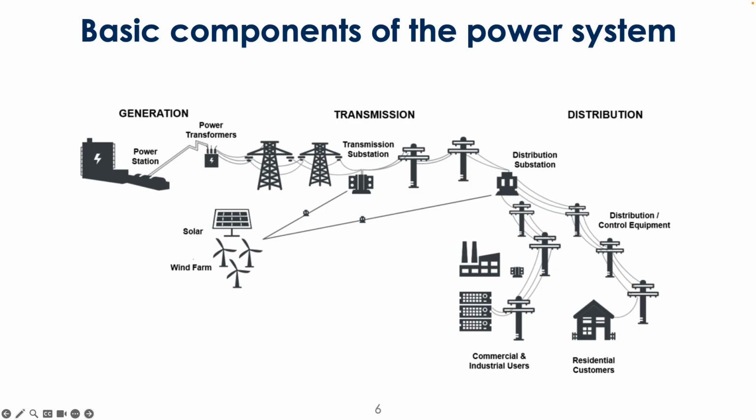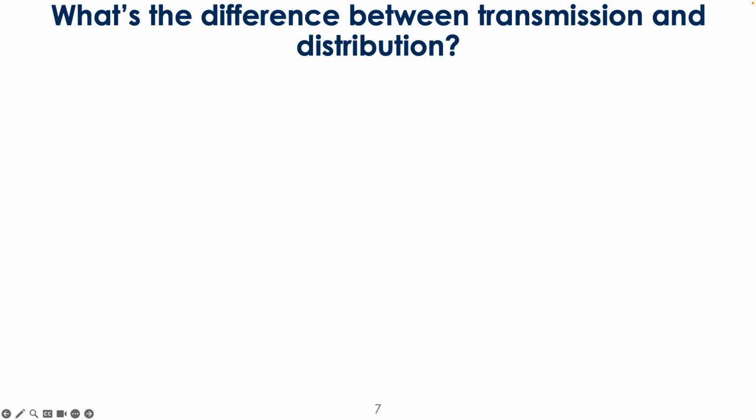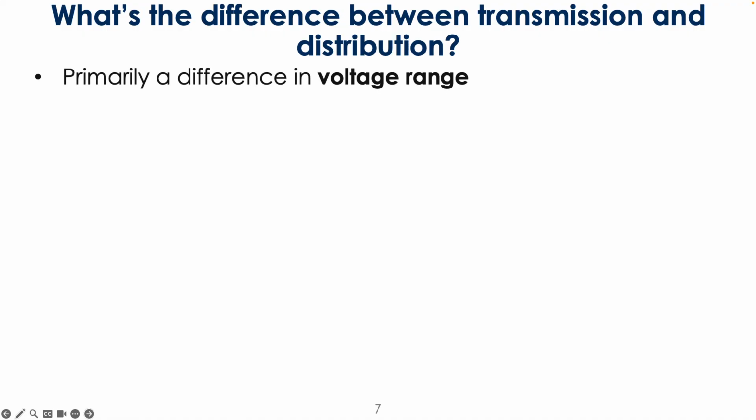Transmission and distribution are kind of similar, in the sense that generation is where I produce the power, and these two components of the grid are where I transfer the power to where it's needed. So what's the fundamental difference between transmission and distribution? Any ideas? Voltage. Yes, it is primarily a difference in the voltage range.